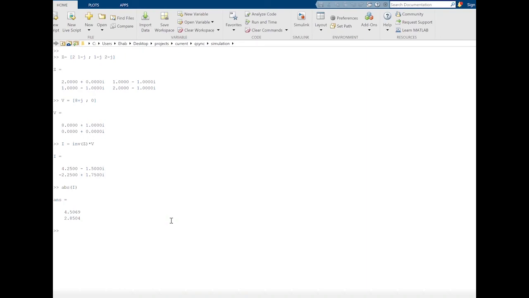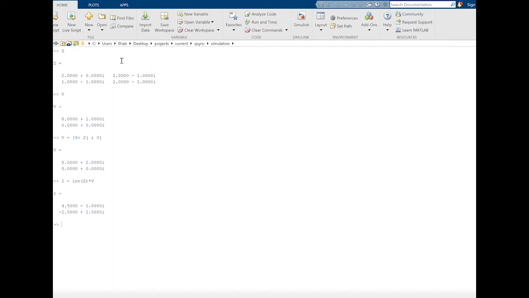So going back to MATLAB, I have to go and correct stuff here. I just have to correct V. Z is the same. Let me clear this. Z is the same pretty much. V needs to be corrected. So V equals 8 plus 2j, next column 0, right? And then I equals inverse Z, all right?